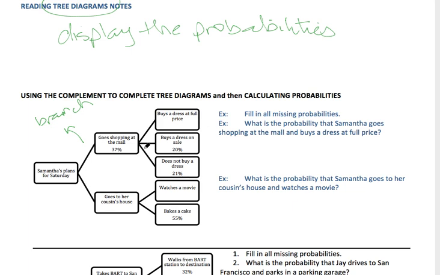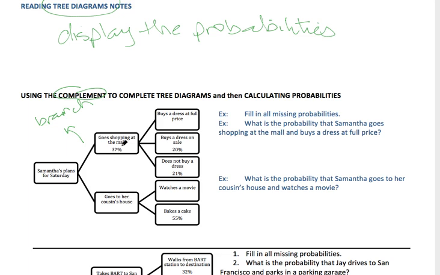Okay, so forget what you see over on this side right now. Samantha has plans for Saturday. She is either going shopping to the mall or she is going to her cousin's house. Okay, so the first thing we need to do is use the complement. Remember, the complement means you either do something or you don't do something. So in this case, she is either going shopping or she is going to her cousin's house.